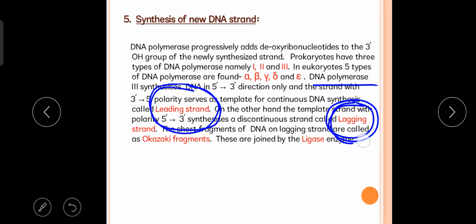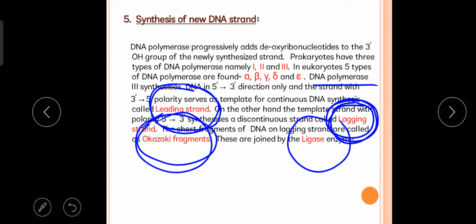In the lagging strand, there are some short fragments of DNA which are known as the Okazaki fragments. Remember, lagging means not continuous. Not continuous meaning it has some DNA sequences, and these sequences are known as the Okazaki fragments. All these Okazaki fragments are joined together by the ligase enzyme.